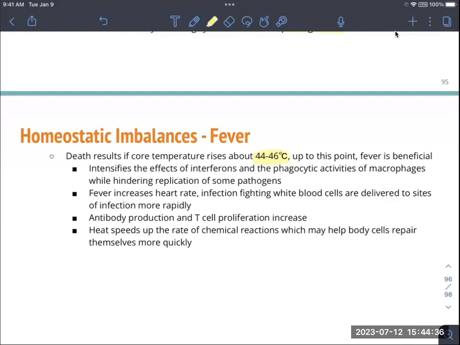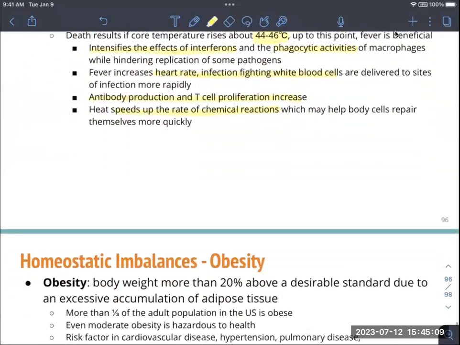But up to a point, fevers are beneficial because they're going to intensify those interferons, those phagocytic activities of macrophages. It increases the heart rate. Infection-fighting white blood cells get delivered to the areas faster. Antibody production and T cell proliferation increases. It's going to speed up the rate of chemical reactions. Can help the body repair itself much faster. So fevers are beneficial to a point.